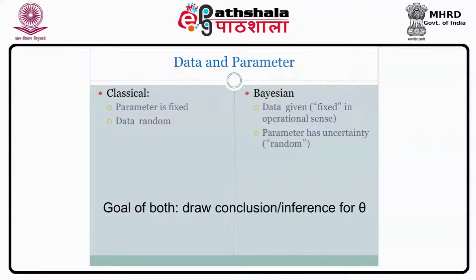Let's look at the comparison of these two techniques. In the classical technique, the parameter is fixed and data is random. So if we have different sets of data, because data is random, then you have different inference because the parameter remains fixed but the data varies. On the contrary, in the Bayesian approach, data is kept fixed in the operational sense, but the parameter varies, it has some uncertainty, so it's random. But in both cases, the interest is to draw inference on the parameter theta.